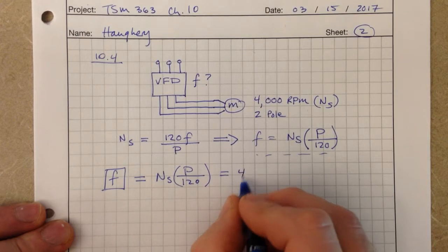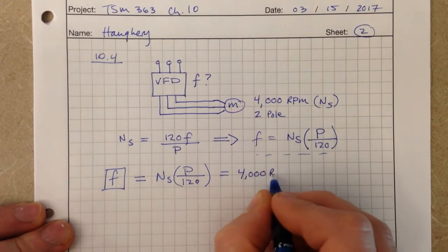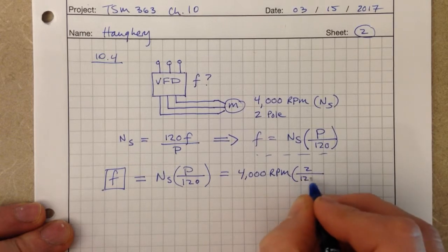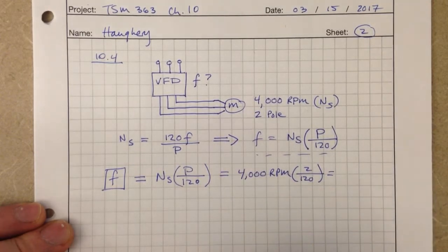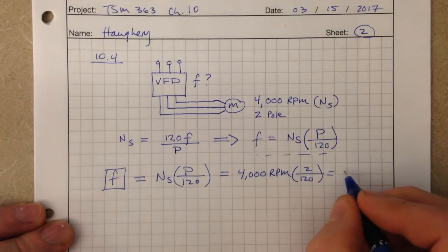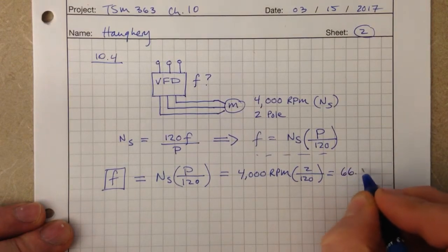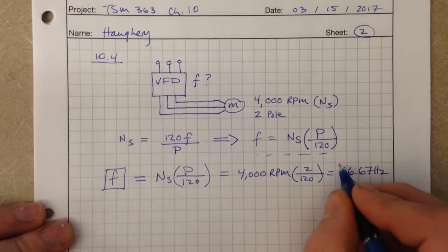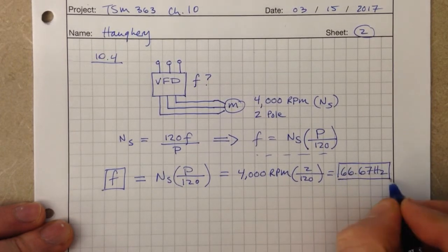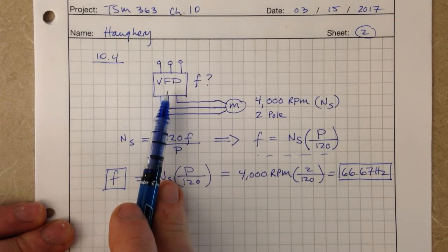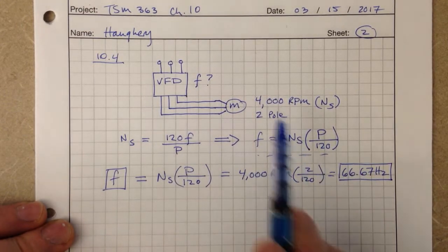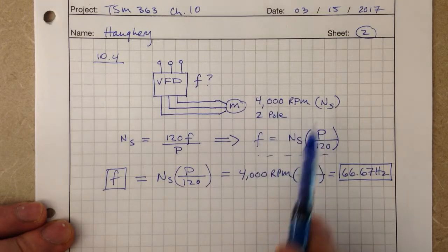So we have 4,000 RPMs, we have two poles, we have 120 as a constant. So that will be, this is rounded to 66.67 repeating hertz. So we would need to set our VFD to 66.67 hertz to achieve a 4,000 RPM synchronous speed.